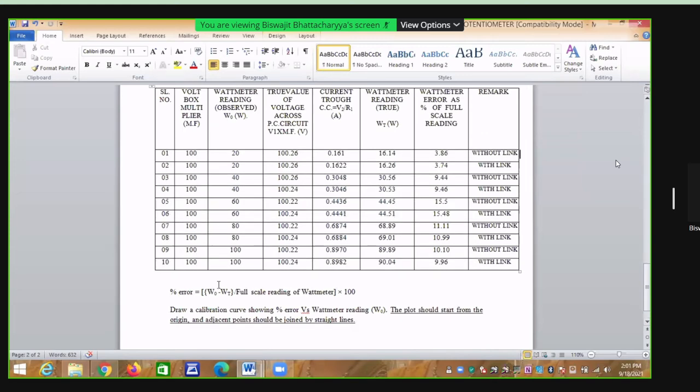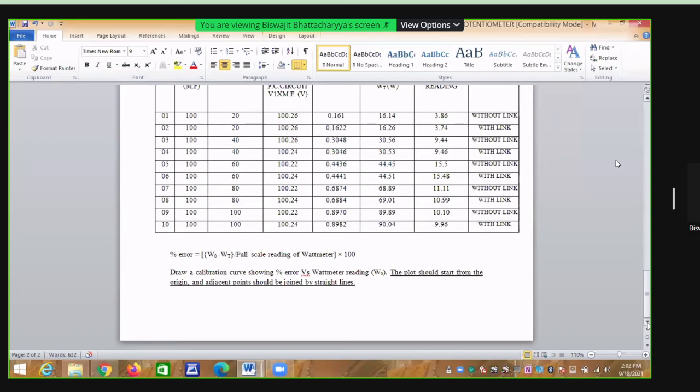Error is W0, that is the observed reading, minus WT, divided by the full scale reading of the wattmeter. Full scale reading is 100 watt, so it is expressed in terms of full scale times 100. So ultimately W0 minus WT will be the same as the percentage. Their difference will be 3.86. That is the difference and percentage, they are coming the same. So this way we can calculate the whole thing.